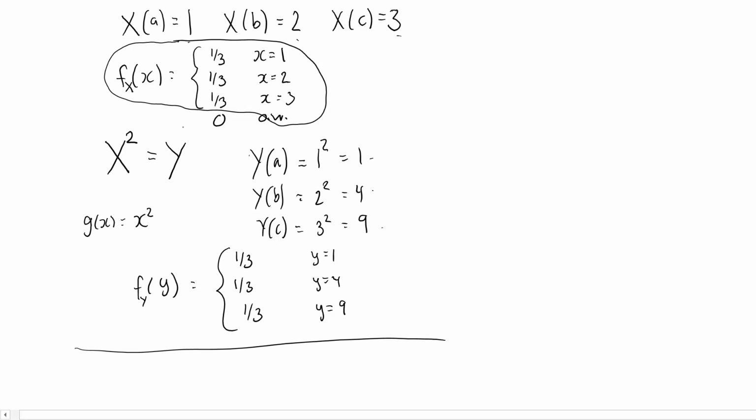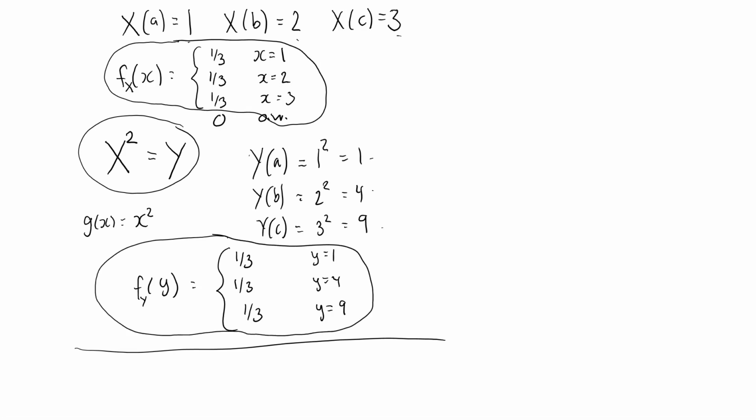And I define y as x squared. Then I can, from that, derive the PMF of y without figuring out how y maps each individual outcome to a real number. X is equal to 1 with 1/3 probability. That must mean that y is equal to 1 with 1/3 probability. X is equal to 2 with 1/3 probability, so y must be equal to 4 with 1/3 probability, and so on.